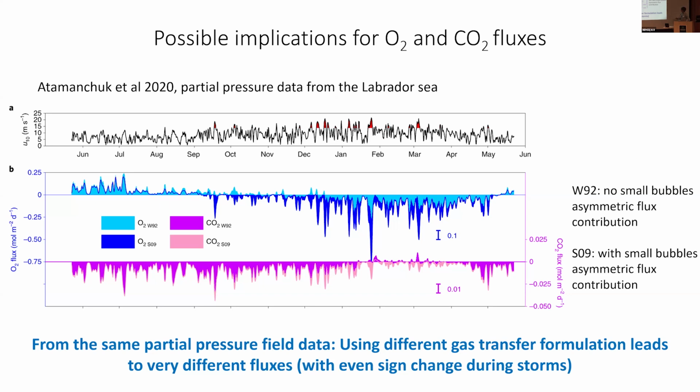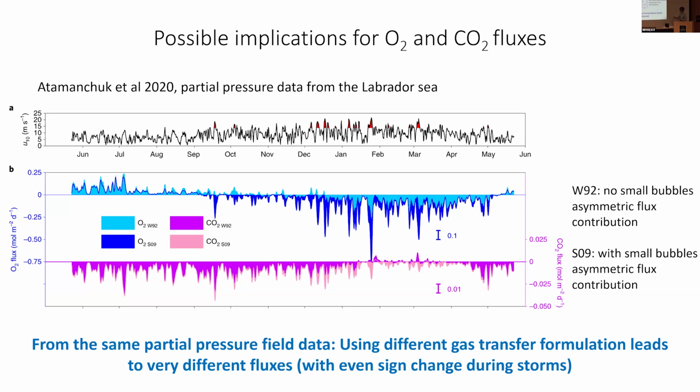And so what they show is that in certain storms, if you take these ones, for example, in certain conditions, the small bubbles were able to revert the flux. So even if the partial pressure difference would tell you the flux should go one way, the presence of the small bubbles was actually reverting the sign, which, if you think about it locally, is a pretty big deal. And if these sorts of events are happening regularly, then that might be important from a budget point of view.